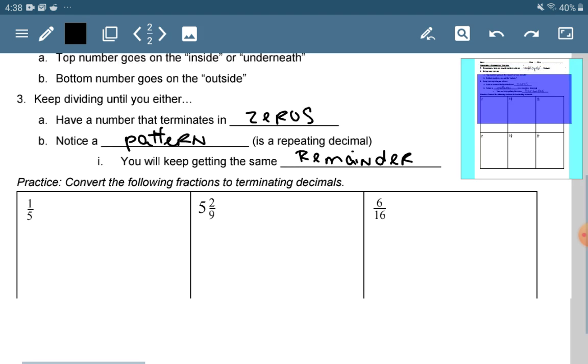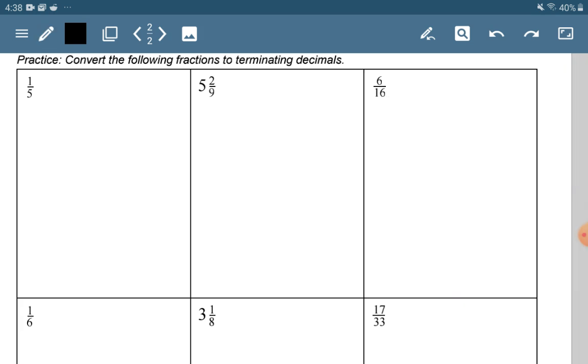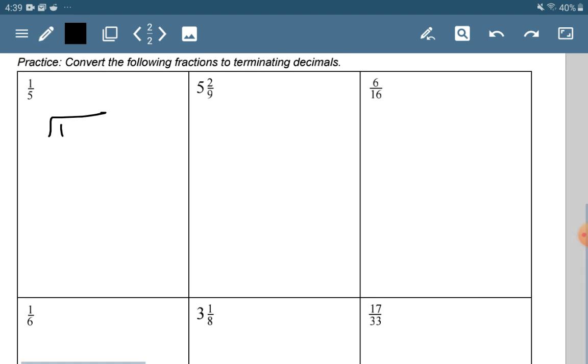All right, so we've got a couple examples here. We're going to start with the first one, 1/5. Because I need to set up long division, I'm going to write my long division bar. My top number goes on the inside, my bottom on the outside. And since I know that I'm turning this into a decimal, I'm going to go ahead and add a decimal at the back and a 0 so I know that I can keep going.